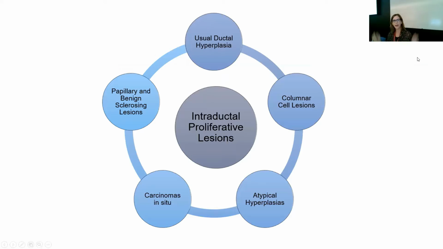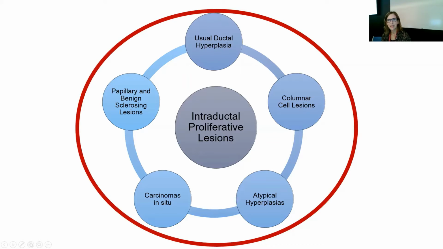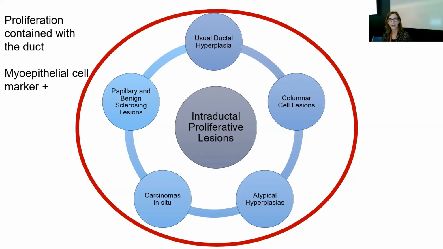When I think about intraductal proliferative lesions, it's basically this group of entities: UDH, columnar cell lesions, the atypical hyperplasias, carcinomas in situ, and papillary and benign sclerosing lesions. These entities all share the fact that their proliferation is contained within the duct, and therefore they have myoepithelial cells, and immunohistochemistry can be employed to identify those myoepithelial cells if you have difficulty in seeing them.